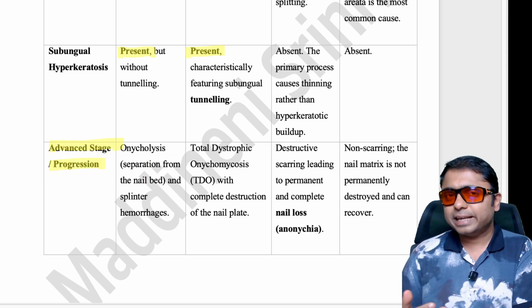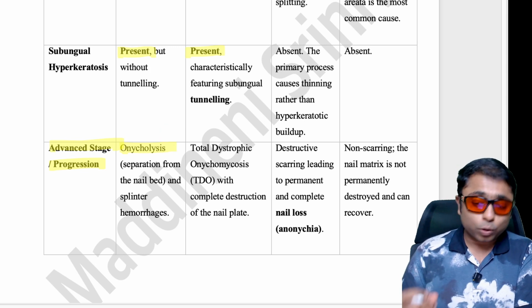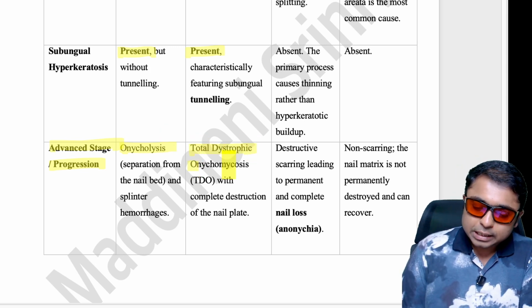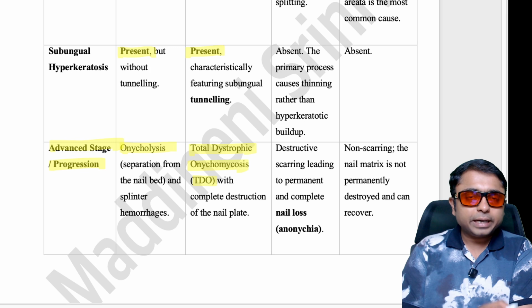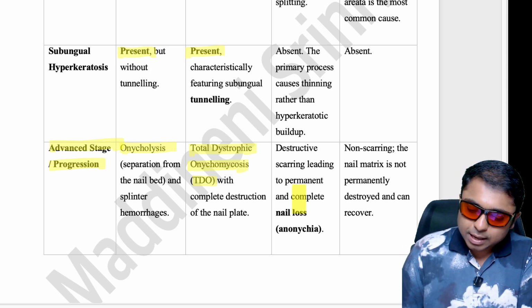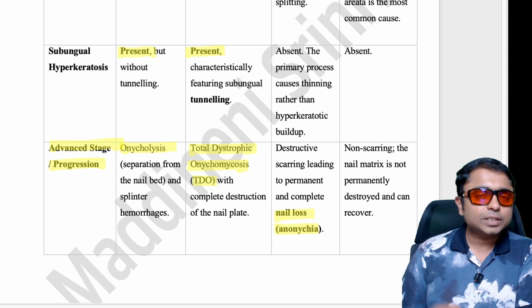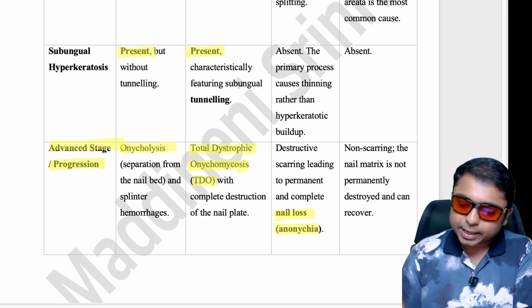What is the advanced stage in nail psoriasis? It can be complete separation producing onycholysis. Total dystrophic onychomycosis is when the complete nail will undergo dystrophic changes in onychomycosis. And here in lichen planus, we can see complete nail loss, which is called anonychia.